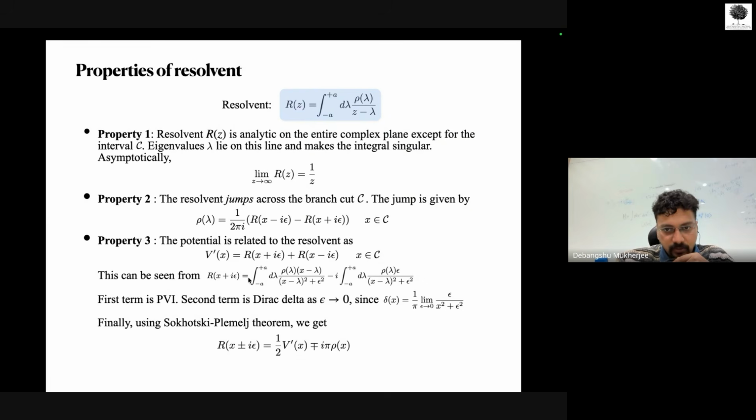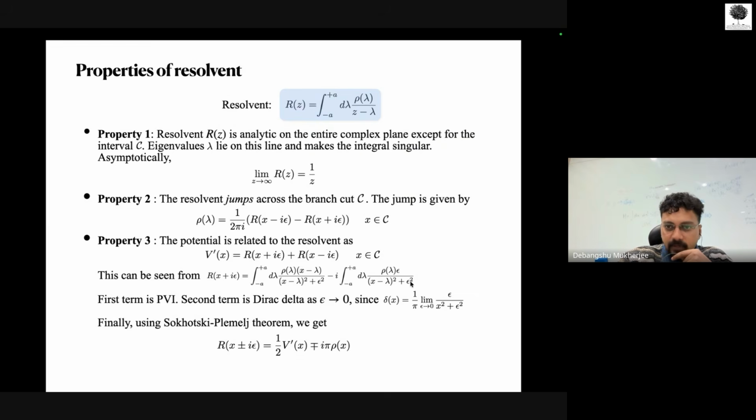r of x plus i epsilon can be written like this. The first term that you see is nothing but the principal value integral. And you can see why. What this integral does is it precisely takes you out of the problematic point when x is equal to lambda by adding this very small epsilon and then evaluating this integral. At the end of the day, you are going to take epsilon to 0. But once you evaluate it this way, what you will obtain is a very regulated answer. So you are literally throwing out the problematic point at x equal to lambda.